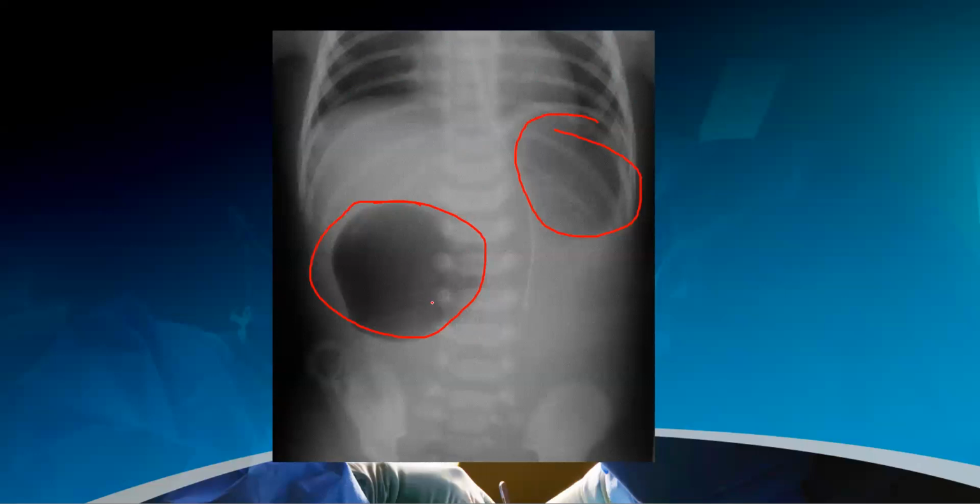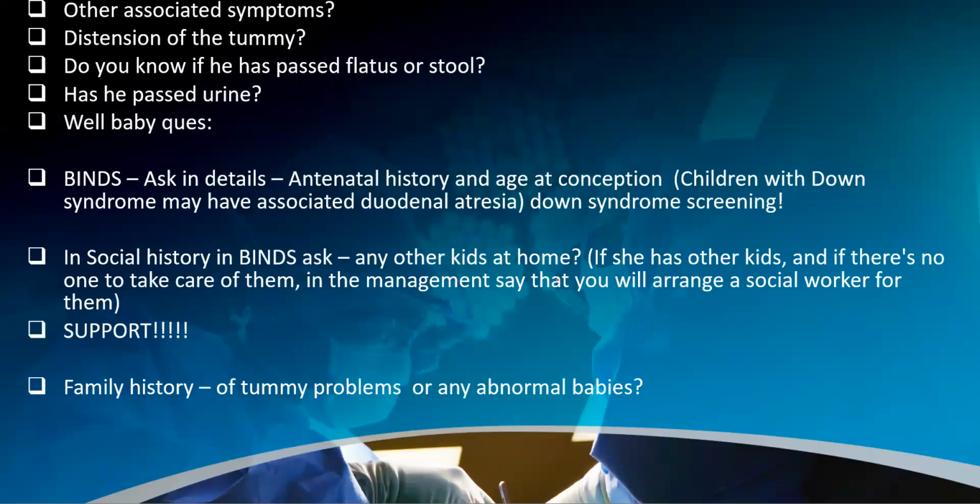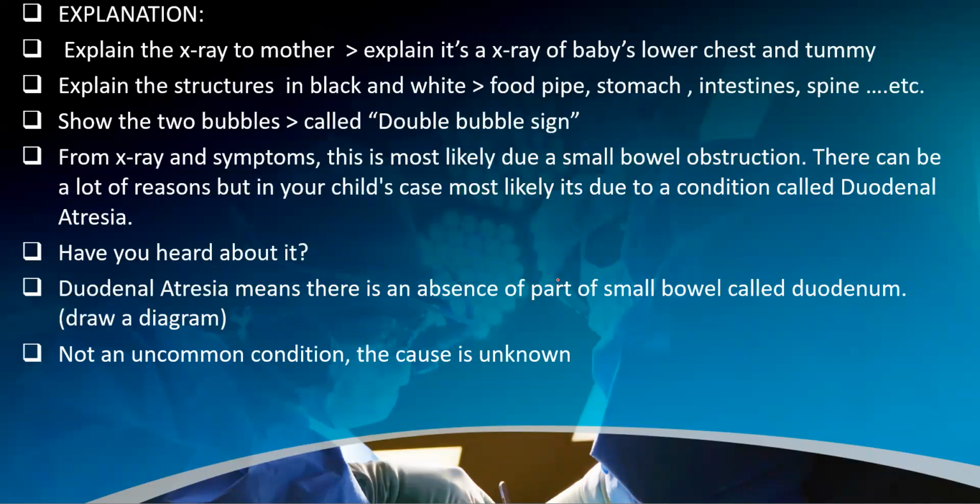Now come to the tummy. If you look at the tummy, you can see these two blackish shadows here. These are air shadows, which normally should not be in his X-ray. In a normal child, it should not have any blackish shadow like this. And when we see these two gas shadows, we call it a double bubble sign. And this double bubble sign is specific for a particular condition in newborns known as duodenal atresia. Are you with me so far?